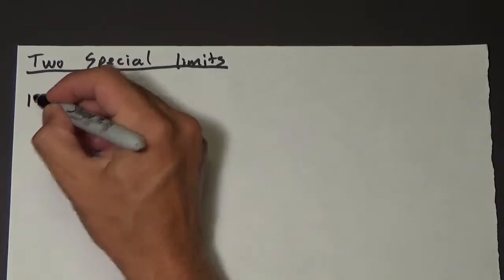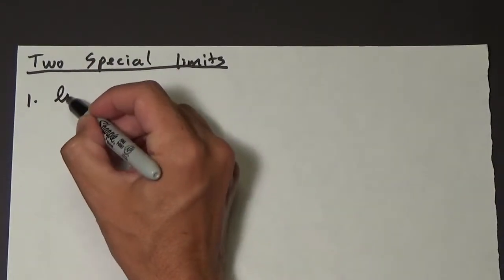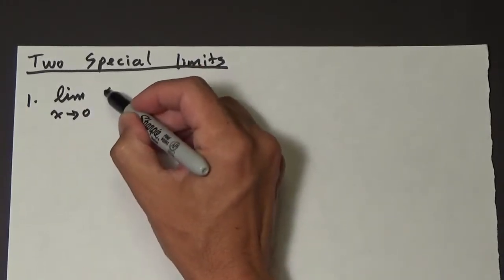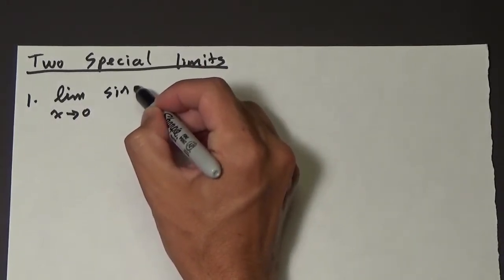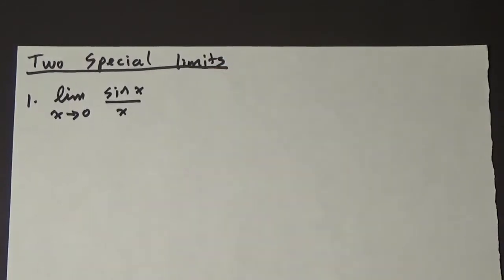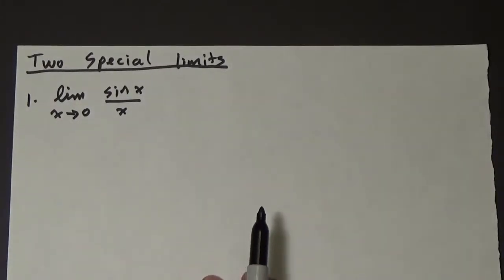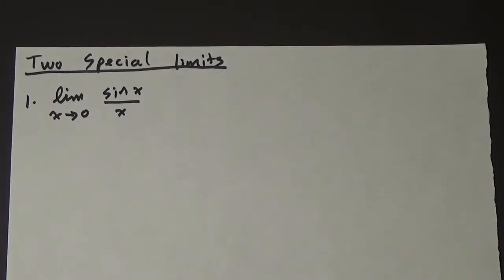Now the first limit is this. What is the limit as x approaches 0 of the sine of x all over x? Now the first thing we would want to do, of course, is substitute in 0 for x, and when we substitute in 0 for x, we get 0 over 0, which is indeterminate.